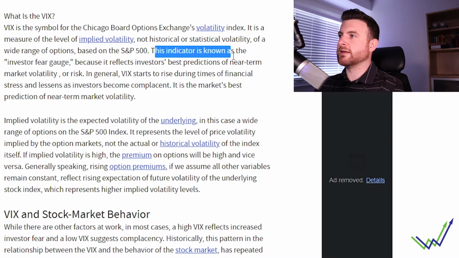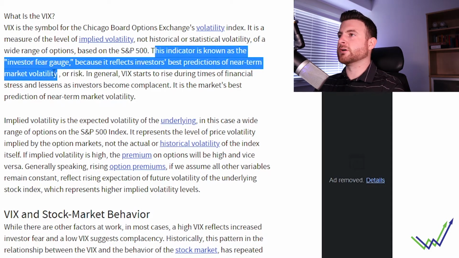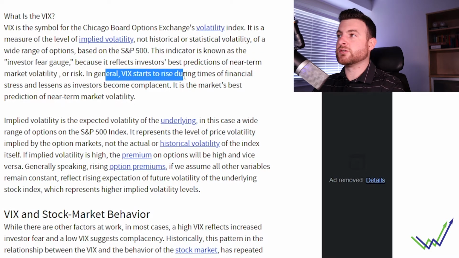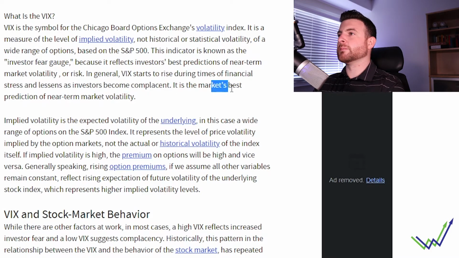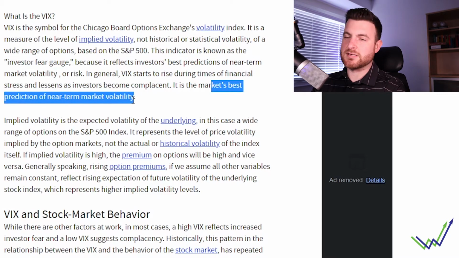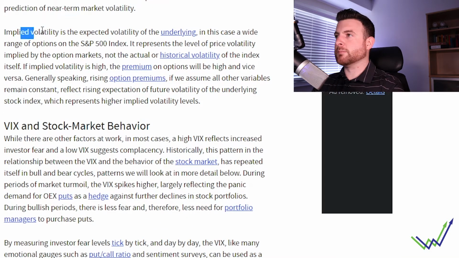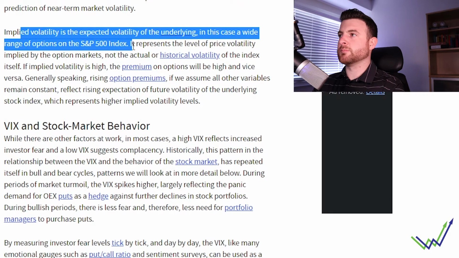As we said, the indicator is known as the fear gauge because it reflects investors' best predictions of near-term volatility or risk. In general, VIX starts to rise during times of financial stress and lessens as investors become complacent. It's the market's best prediction of near-term market volatility. We can also see implied volatility is the expected volatility of the underlying, in this case, a wide range of options on the S&P 500.